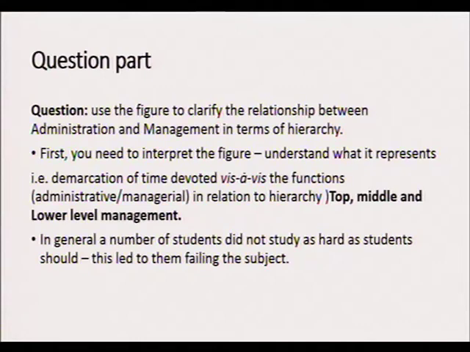First of all, you need to interpret that figure. In other words, you need to tell yourself, what is the figure telling me? You need to interpret it, and you need to understand what it represents. That is the demarcation of devoted functions, administrative versus managerial, in relation to hierarchy: top, middle, and lower level management.